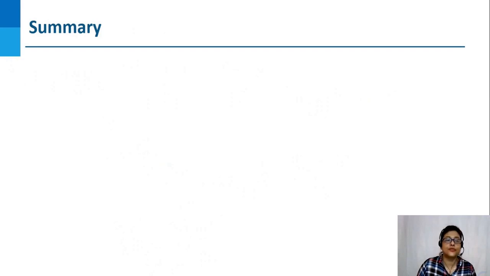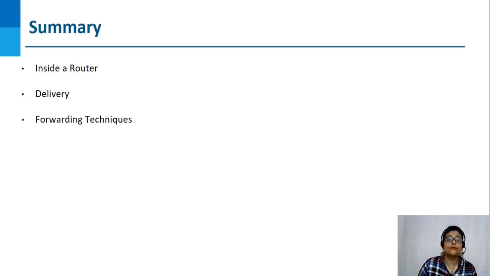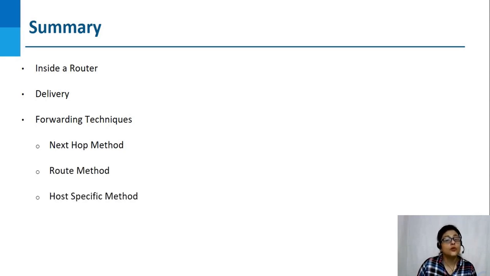To summarize, in this video, we have learned what is inside a router. Mainly, we have concentrated on the delivery mechanism. We have touched upon direct delivery and indirect delivery. And we have looked into some of the forwarding techniques like the next hop method, the route method, after that the host specific method, the network specific method, and last but not the least, the default method.